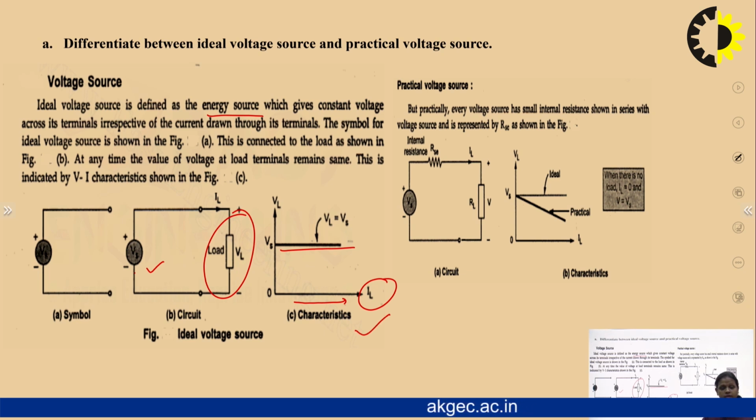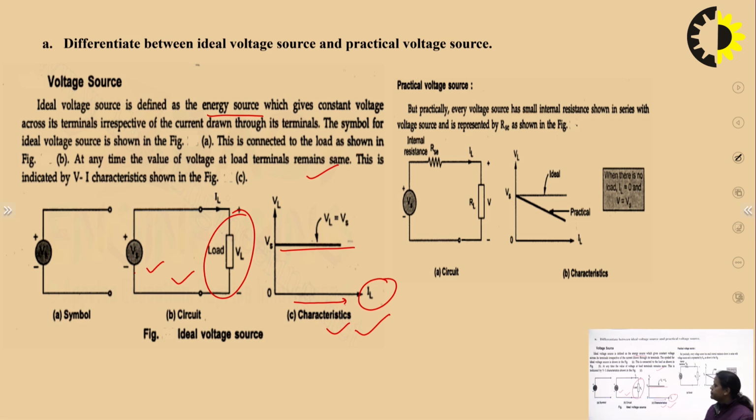If this question comes, what are you supposed to write? You are supposed to write the definition of the ideal voltage source. You are supposed to draw this circuit, and you are supposed to draw the VI characteristics of the ideal voltage source. Similarly, if it comes for the current source, you will also write the definition, draw the circuit of the ideal current source, and draw the VI characteristic for the ideal current source, right?